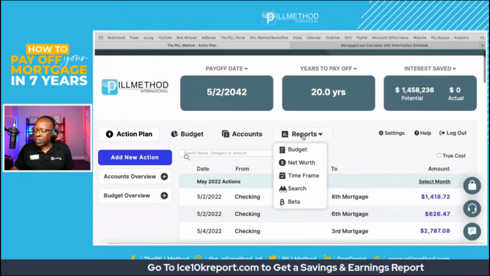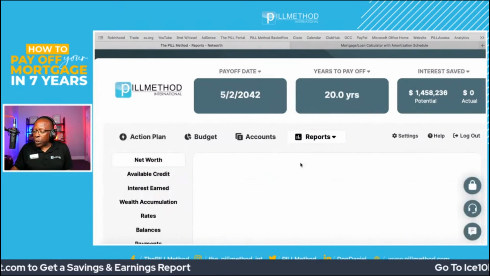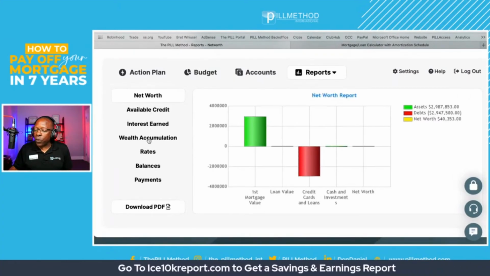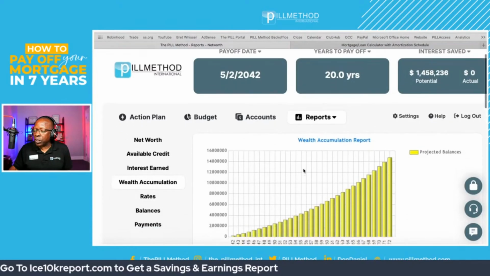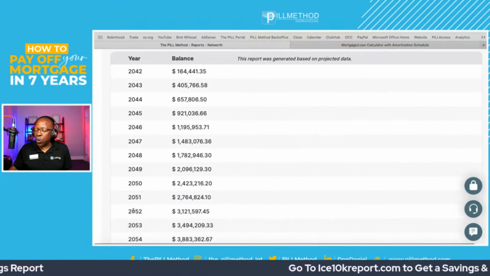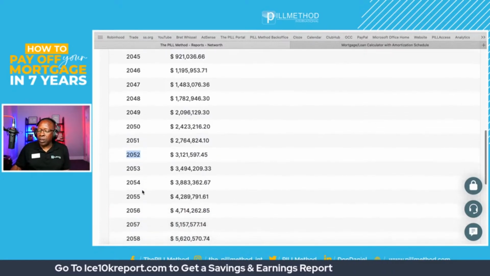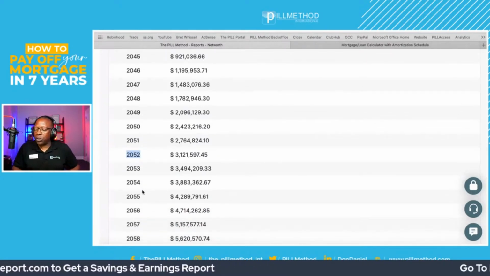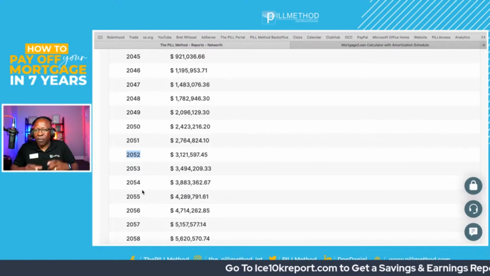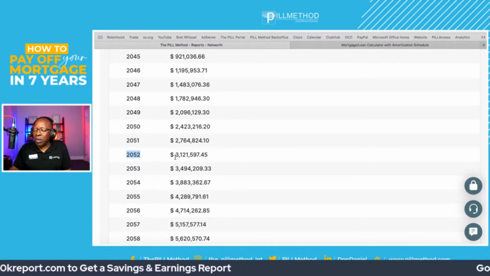Let's go into the reports and see how much interest we're saving. We're going to go into net worth, and we're going to go down into the reports and see interest earned, wealth accumulation. We're going to take a look at wealth accumulation and go down to 2052. 2052, when the bank wanted them to be paid off. I need you to see this right now. 2052, when they were supposed to be paid off according to the bank. If they follow this program and pay off that loan early and save all of that interest money, they can turn it into $3 million.